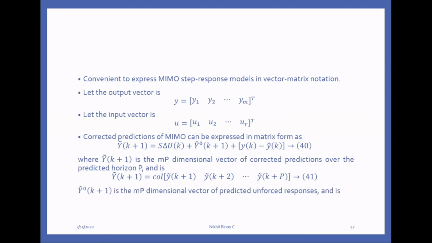Here please note that y cap 0 of k plus 1 is the mp dimensional vector of predicted unforced response. It is equal to the column vector of y cap 0 of k plus 1, y cap 0 of k plus 2, etc., y cap 0 of k plus p, where each y cap 0 is nothing but y1 cap 0, y2 cap 0, etc., up to ym cap 0.